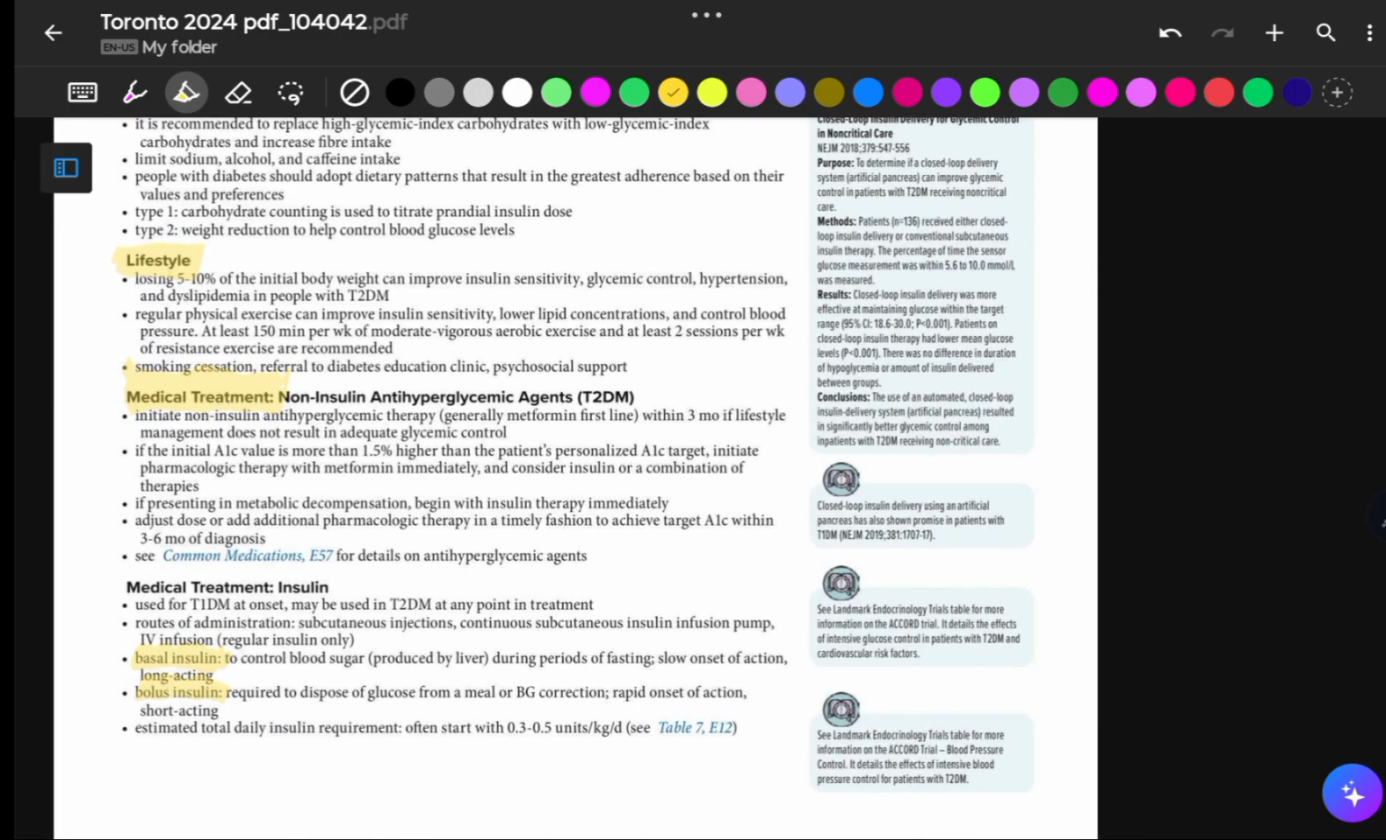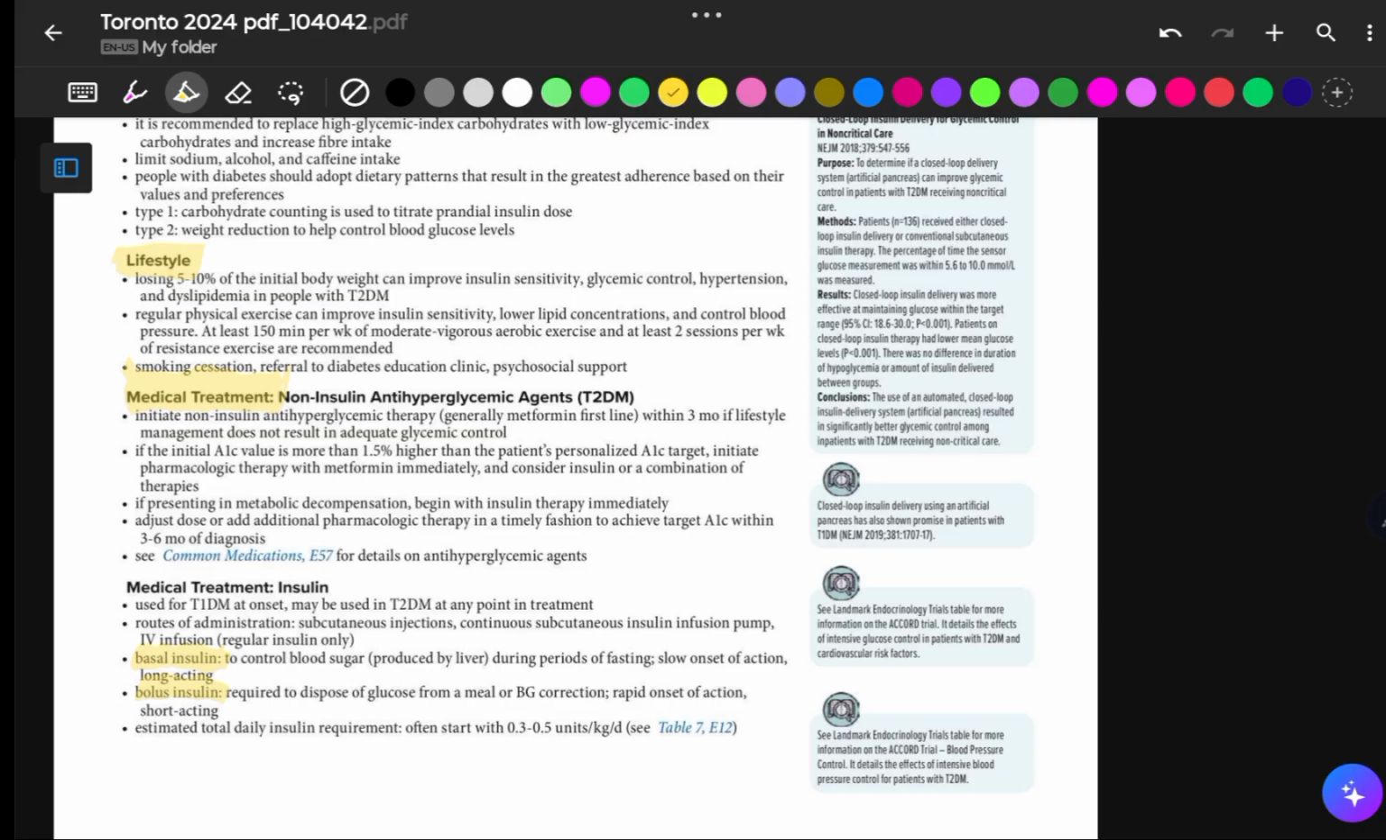Now if all of this, your diet and your lifestyle, is not working, then you need to look into medical treatment. For type 2 diabetes, we are looking at non-insulin anti-hyperglycemic agents. Initiate non-insulin anti-hyperglycemic therapy. Generally metformin is the first line, within 3 months, if lifestyle management does not result in adequate glycemic control. So if you do diet and lifestyle and the patient does not get better, then you start medication, or start insulin within 3 months.